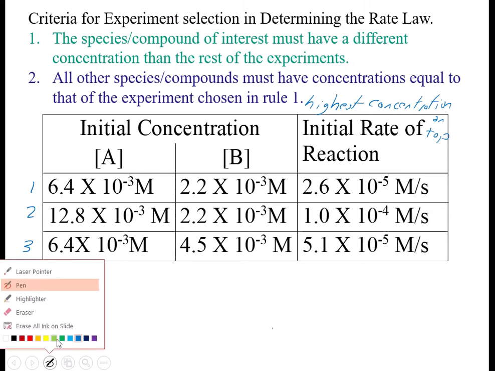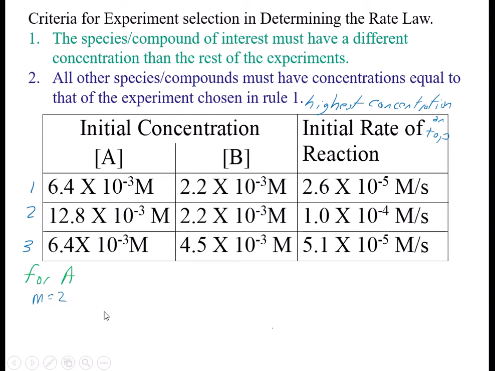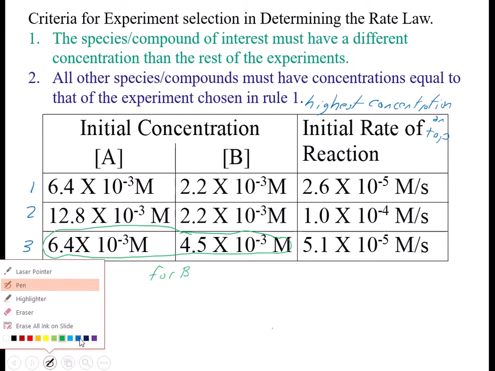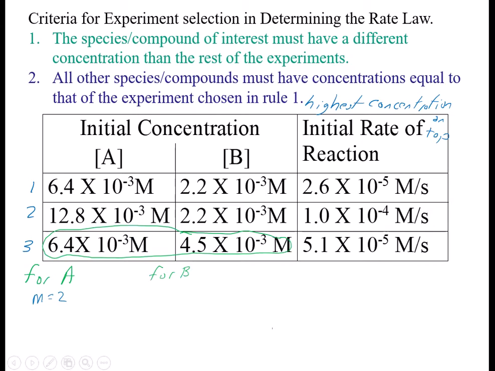Now for B, starting back in the green, the series that I'm interested in. So I'm doing B this time. I'm looking in this column, which one is different, and it's the 4.5 times 10 to the minus 3. So I highlight this row. Then for the other species, and this one only has the 1, I'm looking for the one that's the same as this 6.4. So that's also going to be experiment 1.